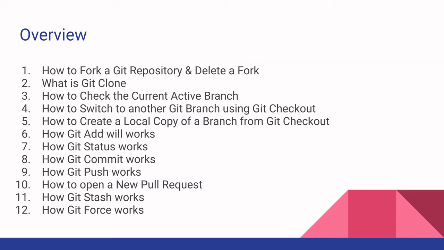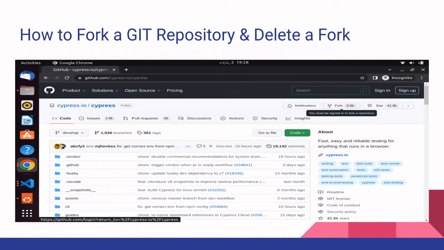Then we are going to look at how git add, git status, git commit, git push, those commands are working. Then we are going to look at how to open a new pull request. Then finally, we are going to look at how git stash and git force commands are working. So first, let's look at how to fork a Git repository and how to delete a fork that you have obtained.